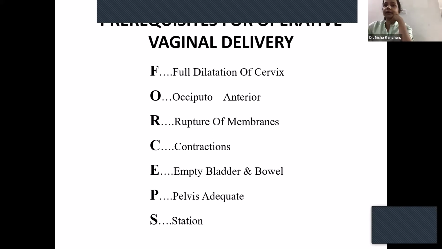Empty bladder and bowel. So you don't need to put an indwelling Foley's catheter. A rubber catheter, with just intermittent catheterization, can be done. And the bladder has to be emptied, and bowel will be emptied when a patient is in labor. Enema will be given. Pelvis should be adequate. It's very difficult to assess pelvis adequacy when you're applying forceps. It should be assessed early in labor, and station should be known.